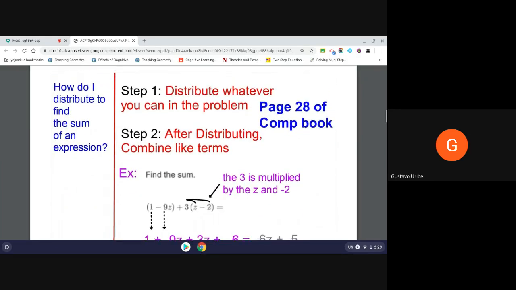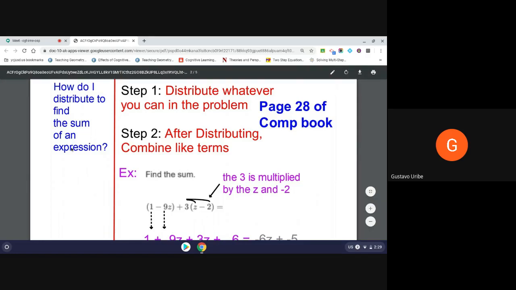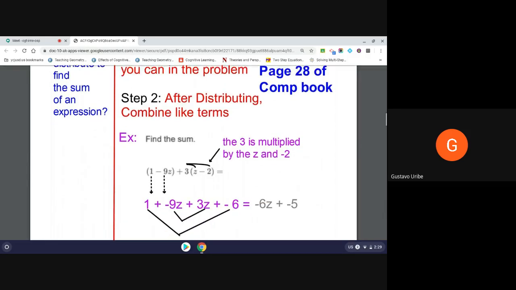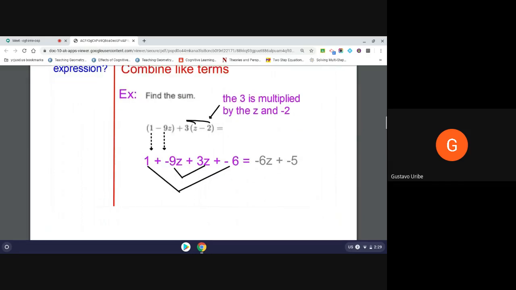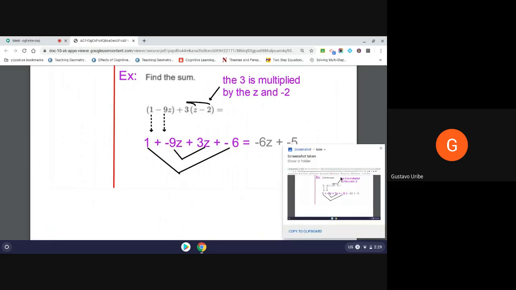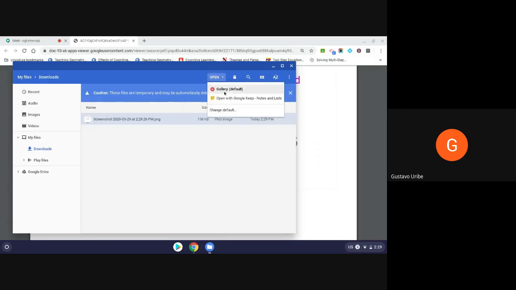And we're going to do a problem where, how do I distribute to find the sum of an expression? So your step 1, you're going to distribute wherever you can in the problem. And step 2, after distributing, you're going to combine like terms. So the reason why this is true is because of PEMDAS, right? PEMDAS says that you're going to multiply before you are adding or subtracting. So let's go ahead and look at this example in more detail. I already set it up for you all, but let's see why I set it up that way.